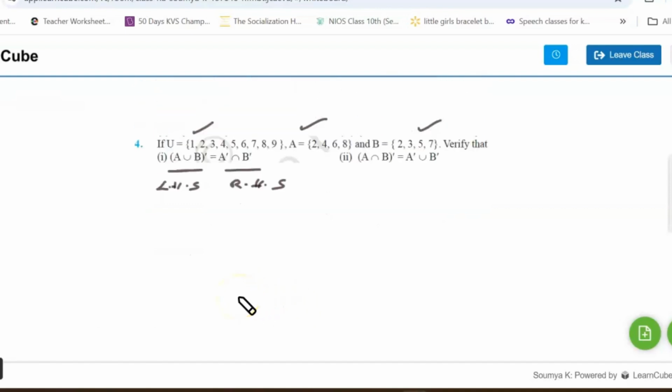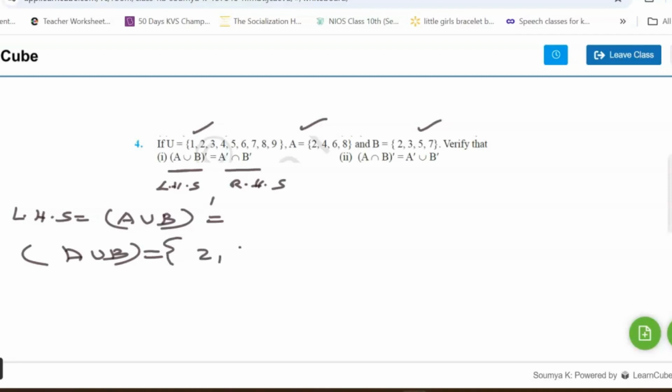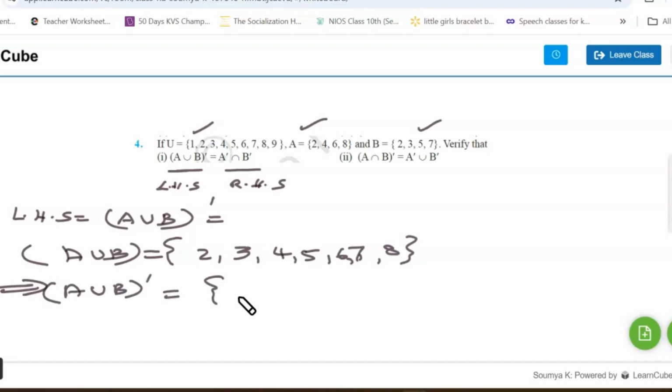For that, first start with the LHS, whatever is given to you. What is given? A union B complement. So first find out what A union B is here. A union B will give you 2, 3, 4, 5, 6, 7 and 8. You have to find the complement of this set, that is A union B complement. The complement will give you 1, 9. This is the LHS result.